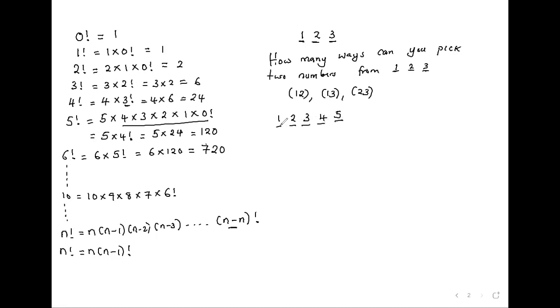Okay, maybe now we increase, we go to 3 ways. So we'll have 1, 2, 3. We'll have 1, 3, 4. We'll have 1, 4, 5. We'll have 2, 3, 4. We'll have 2, 3, 5. We'll have 3, 4, 5.